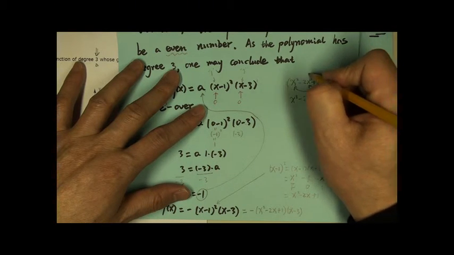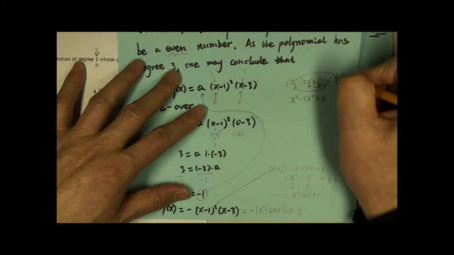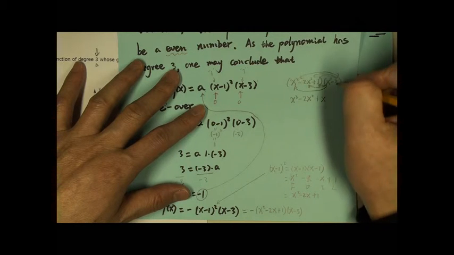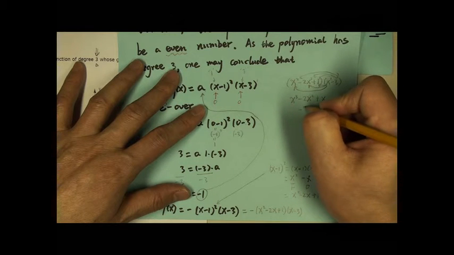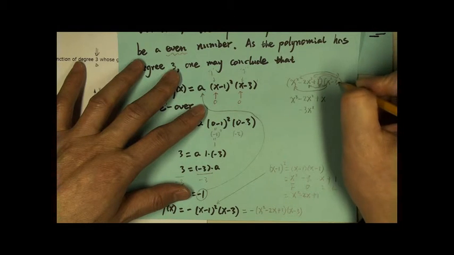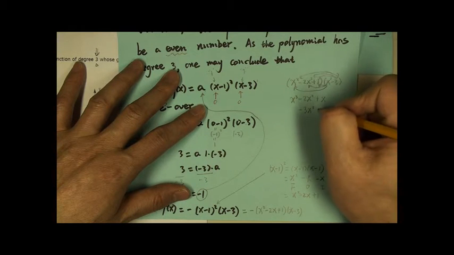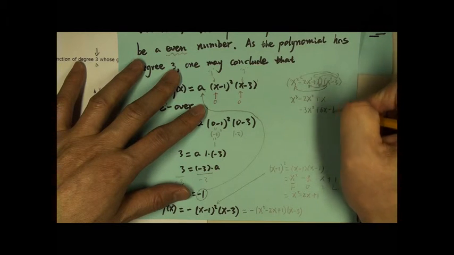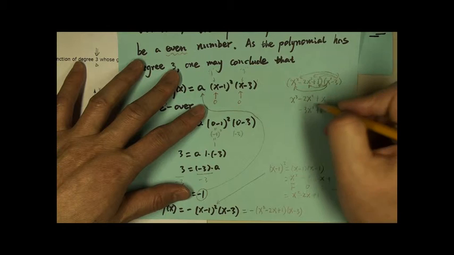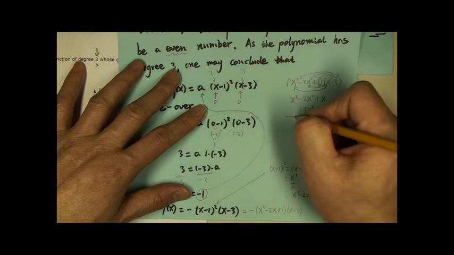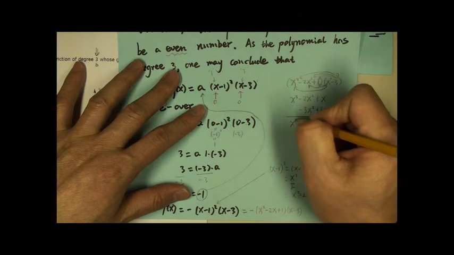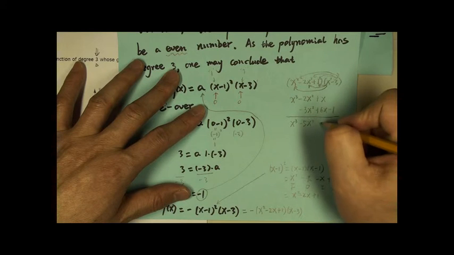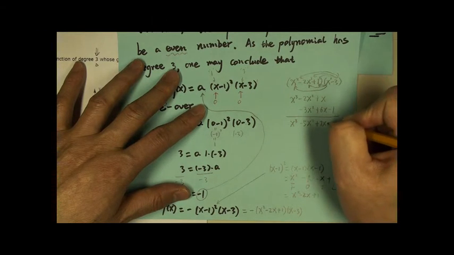Similarly, you do the same for negative 3. Negative 3 times x squared is negative 3x squared. Negative 3 times negative 2x is 6x. Negative 3 times 1 is negative 3. Then you combine these like terms, and you have x cubed, negative 5x squared, 7x, minus 3.